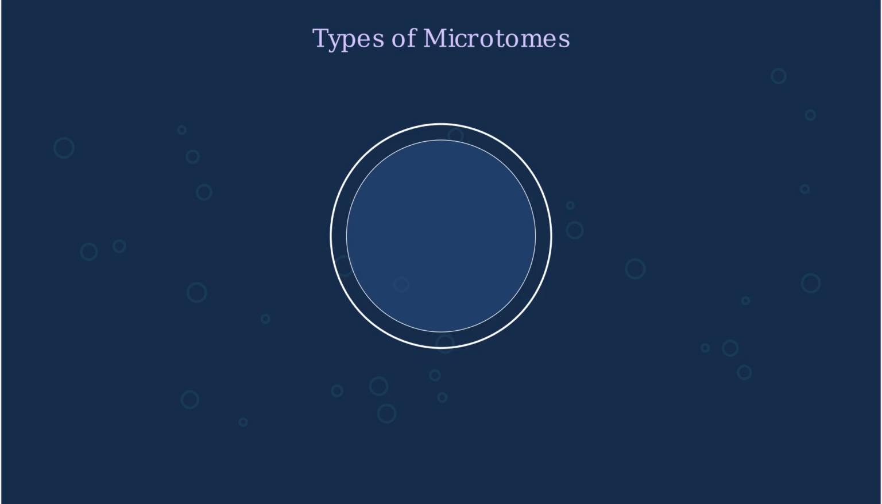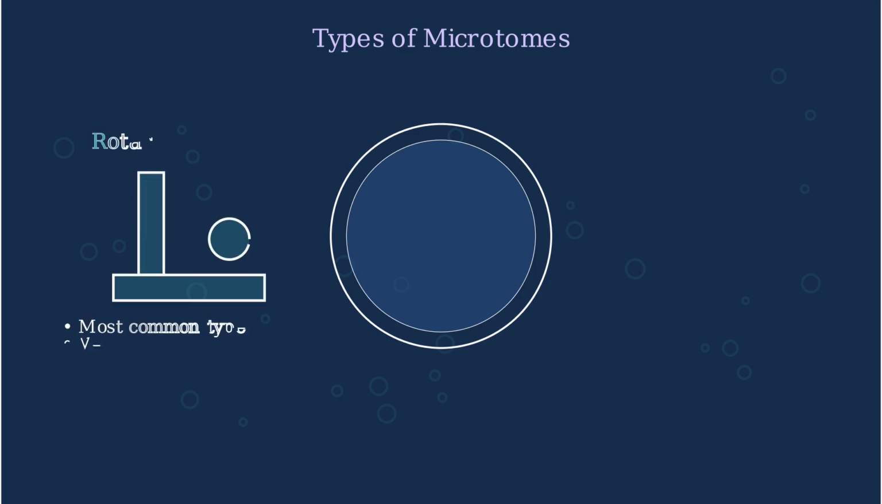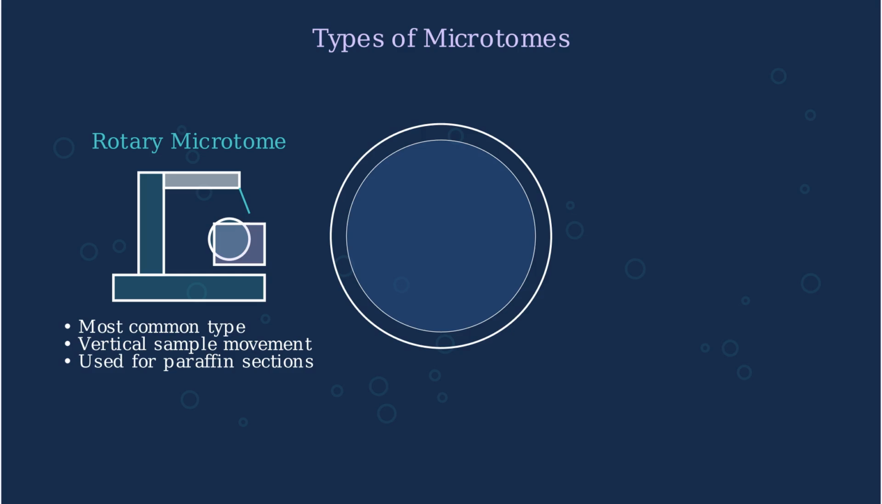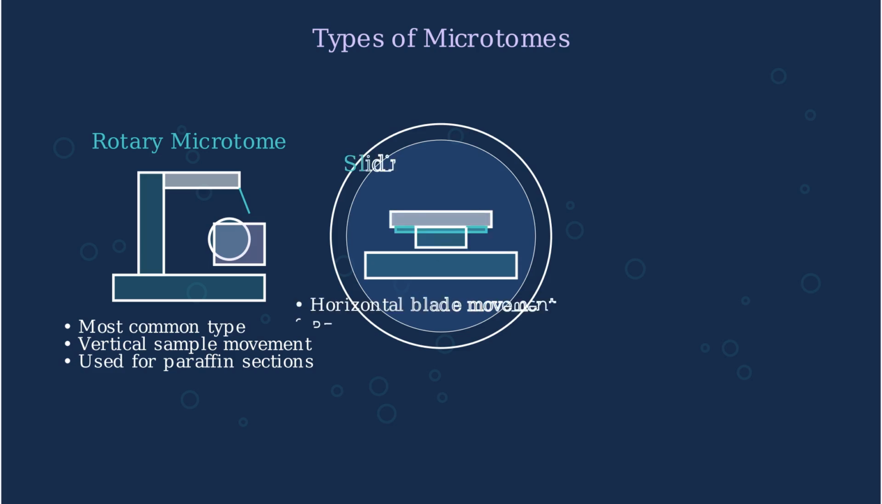There are several types of microtomes, each designed for specific applications. The rotary microtome is the most common type. It moves the specimen up and down past a fixed blade and is primarily used for paraffin sections. The sliding microtome uses a horizontal blade movement. It's better for larger specimens and produces less compression of the tissue.